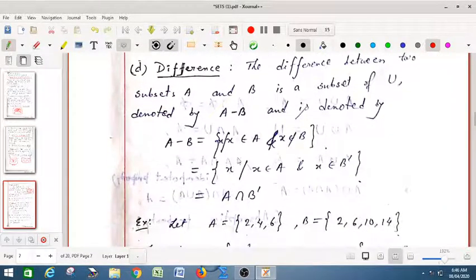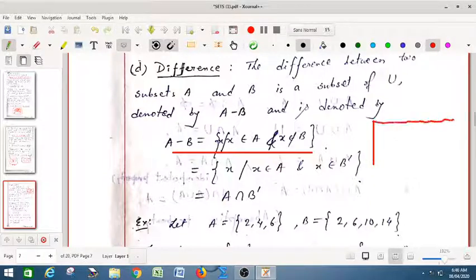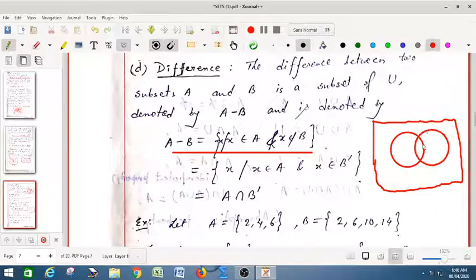Difference of two sets. Next we define A minus B. A minus B is the difference of two sets: X belongs to A and X does not belong to B. With a Venn diagram, this is your A, this is your B. This part is your A minus B, contained in A but not in B, and this part is your B minus A, where X belongs to B but not in A. Look at that, they are disjoint, mutually exclusive.